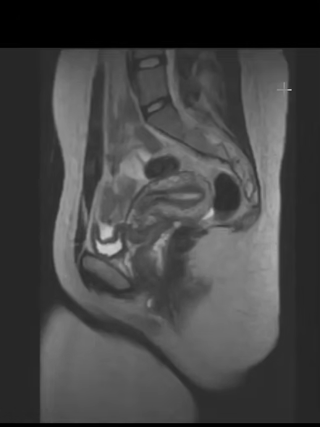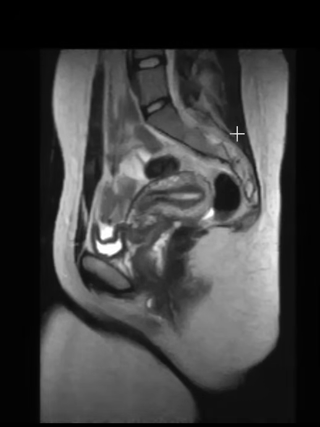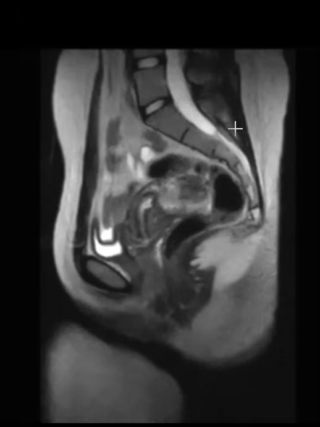Hello, this is Dr. Gay from First Look MRI, and this is a 20-year-old female who has complaints of right-sided pelvic pain and now more recently rectal pain. It's been intermittent for several years.